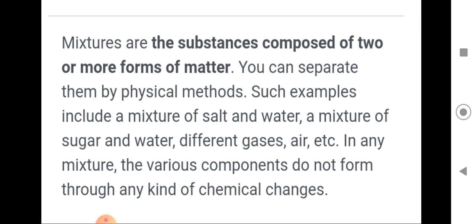In any mixture, the various components do not form any new kind of substance, because there will be no chemical reaction between these substances. Take the example of rice and stone, rice and husk, salt and water. These are all mixtures. Why do we call them mixtures? Because they are composed of two or more substances combined together, but they do not have any chemical reaction between them, and they can be separated by physical methods.